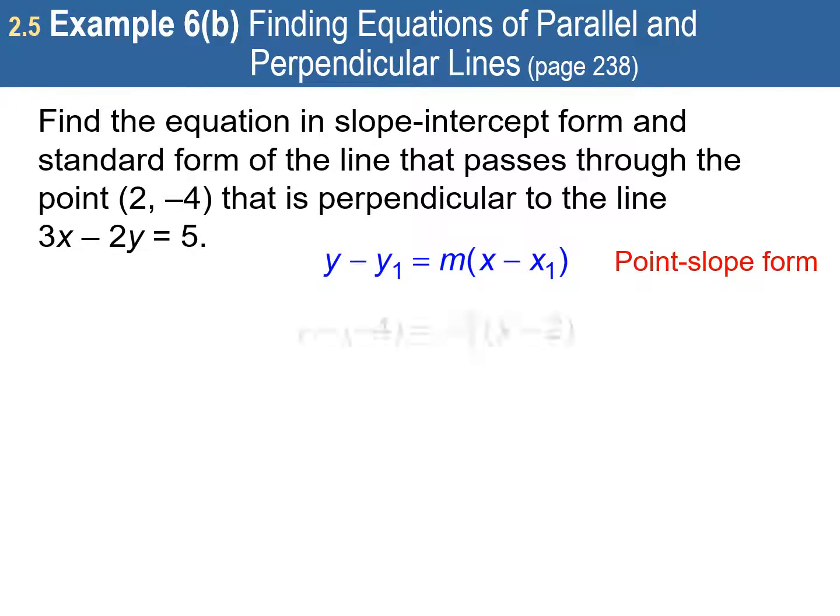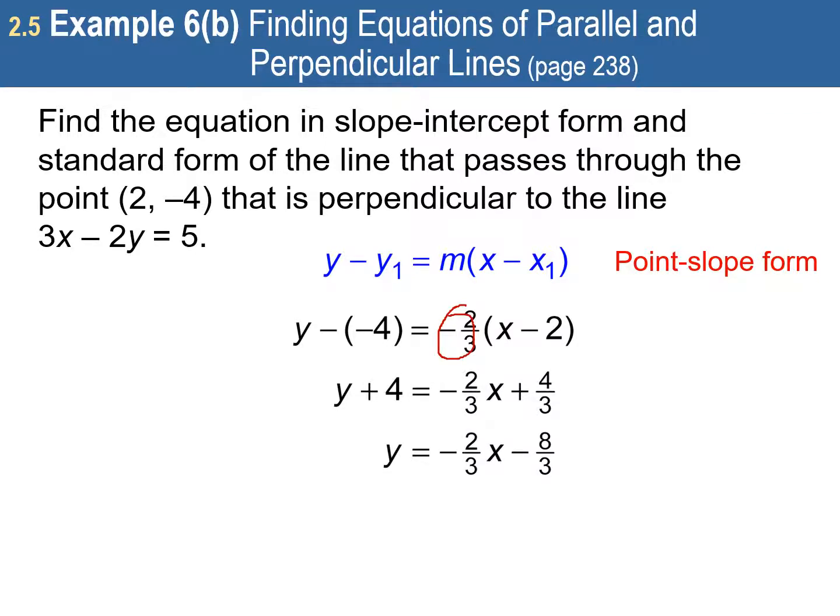So we go back to the point-slope formula. We substitute in the point and our -2/3 slope and distribute, solve for y, and I get y = -2/3 x - 8/3. In standard form, that's 2x + 3y = -8.